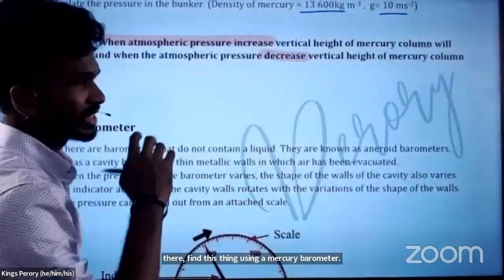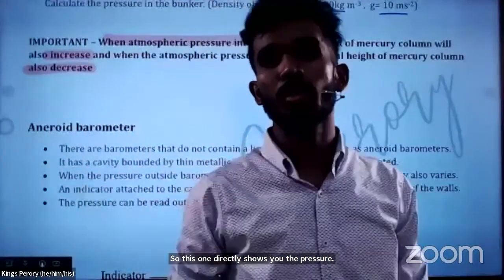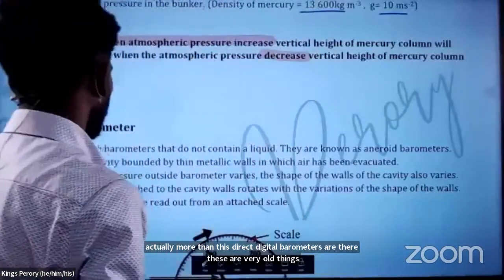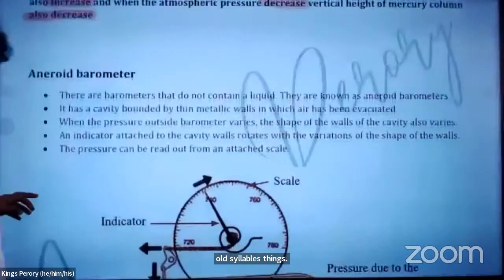Now actually, more than this, direct digital barometers are there. These are very old things, old syllabus things. Now we don't use these things.